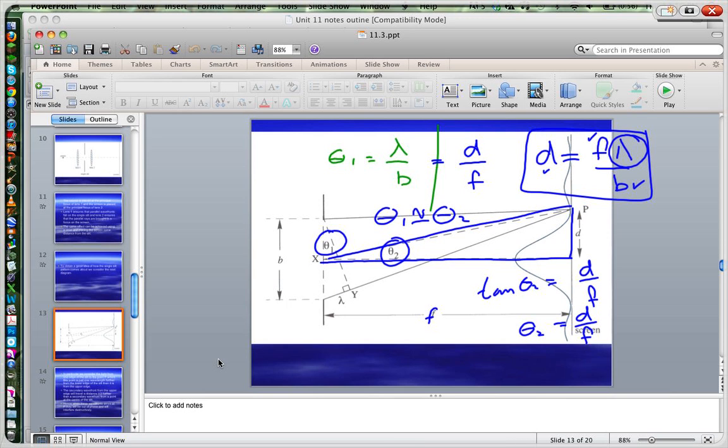So if you were, for instance, wanting to do an IA on this, you could keep your lambda and your b constant, and you could look at the relationship between d and f. And then from that you could plot a graph and find out what your lambda is from the slope of your graph. So that would be quite a nice lab to do.